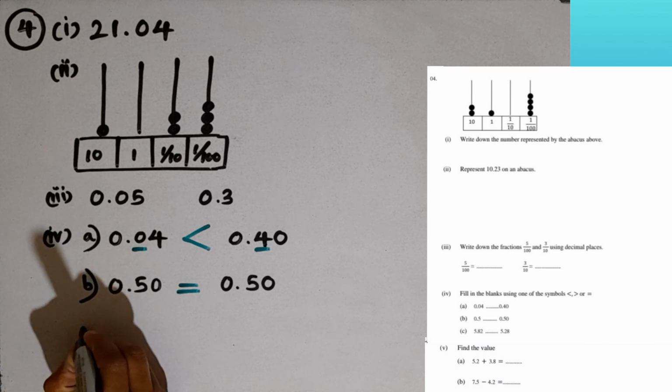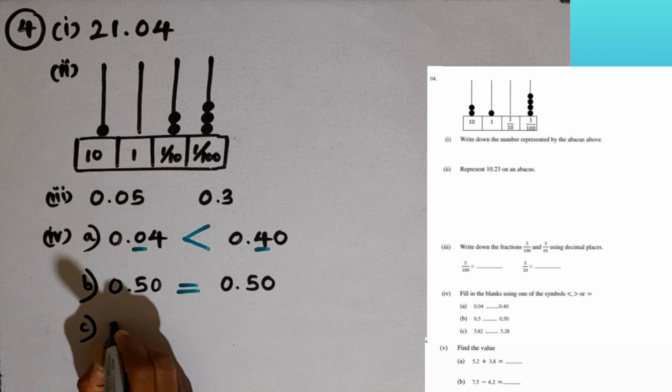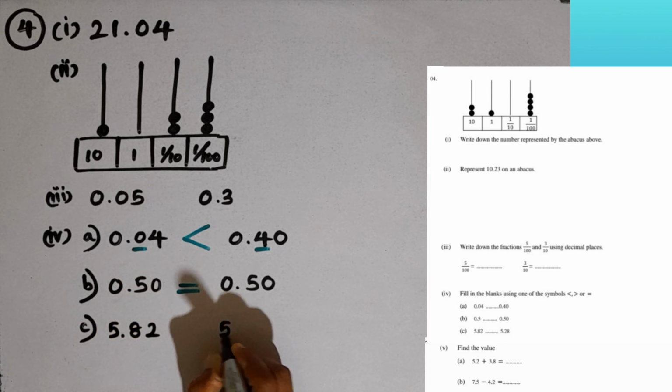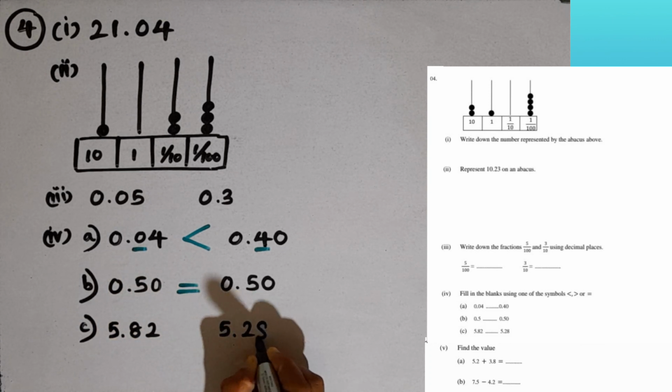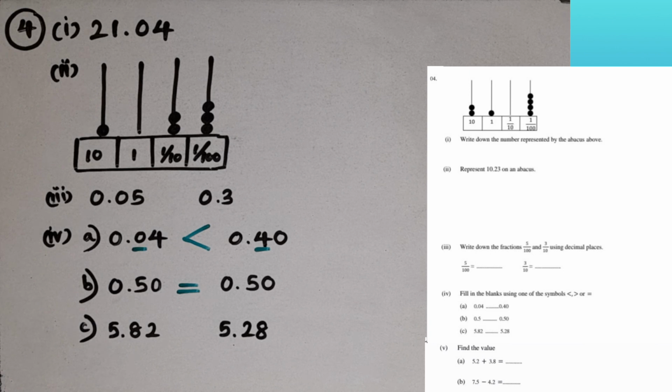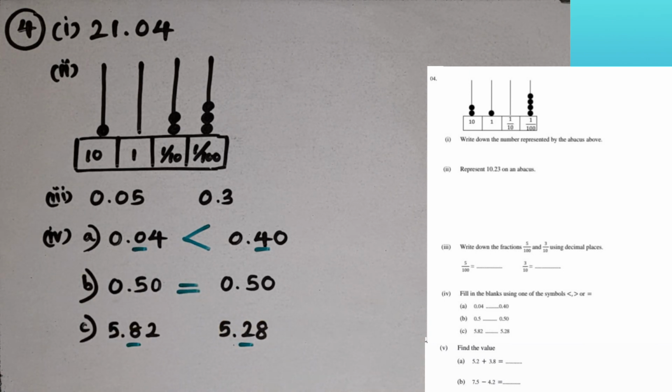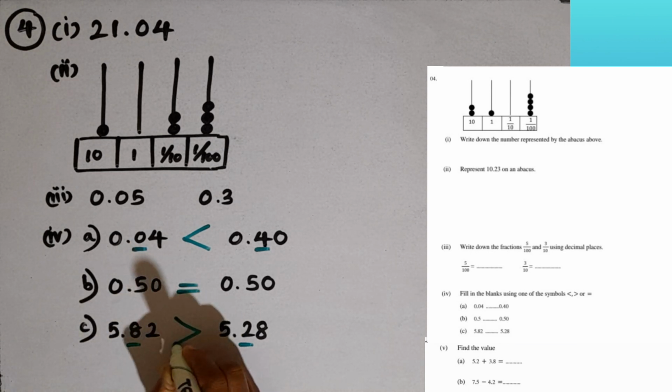Then C part, 5.82 and 5.28. Here also the ones places are equal, so we have to look at the first decimal values. So here this digit is the largest one, then this number is the larger one here. So we have to use this sign.